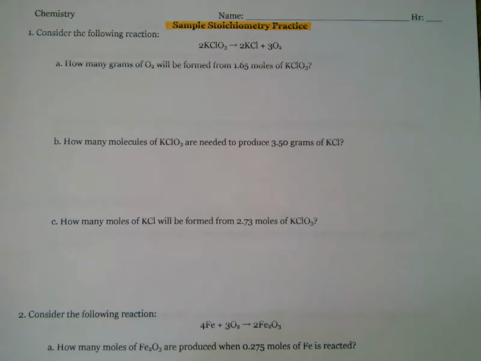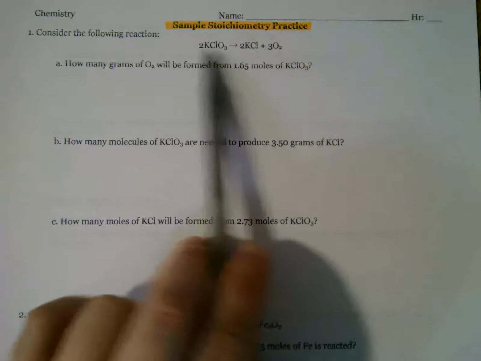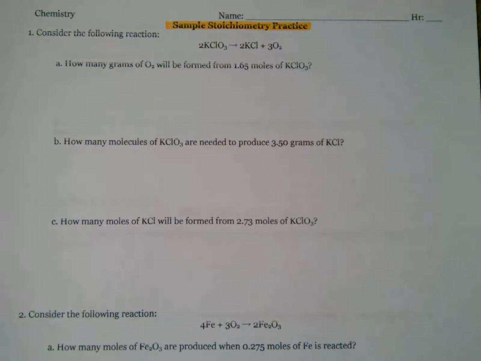We have our first problem. Consider the reaction. We have potassium chlorate decomposing, right? That's a decomp reaction, only one reactant. It's decomposing to potassium chloride and oxygen. So we can see it's balanced, right? We see there's already coefficients there. This one's already balanced for you. So all we need to do is just the stoichiometry part. The first question says, how many grams of oxygen will be formed from 1.65 moles of potassium chlorate?